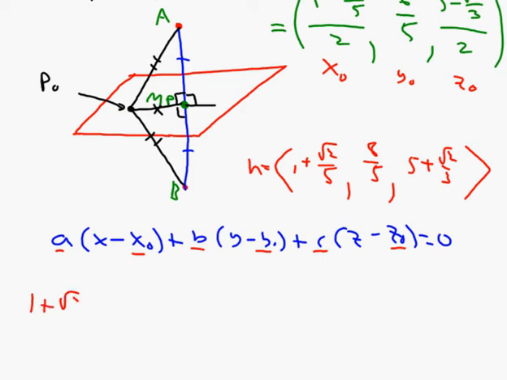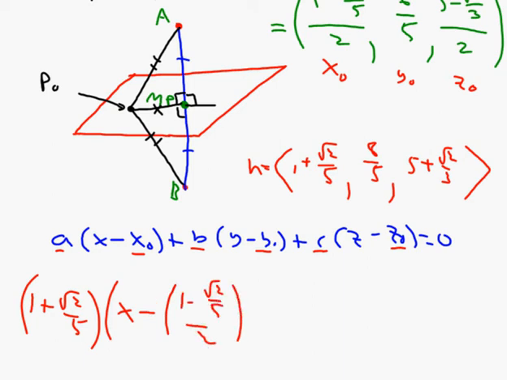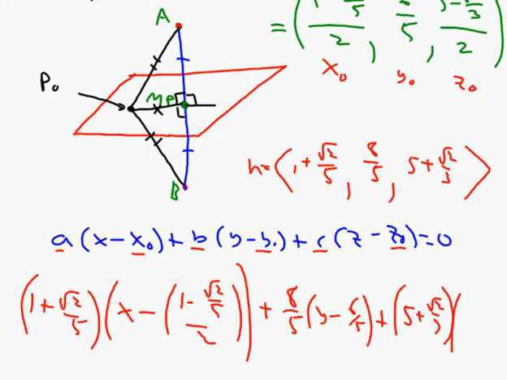All right, so here we go. That thing times x minus this. And I don't know, why not write it this way? Because it's what it is. 8/5 y minus 6/5 plus 5 plus rad 2 over 3 times z minus 5 minus rad 2 over 3 over 2. And that has to equal 0. So there you go. This thing in red is the equation of the locus of points equidistant from the two given points in 3 space.